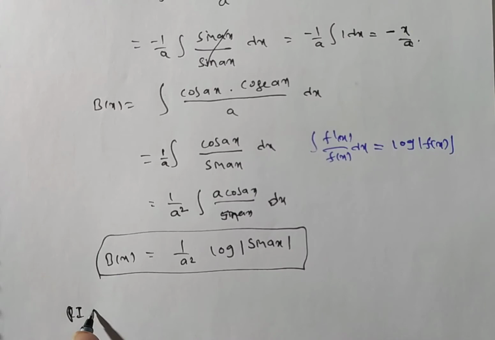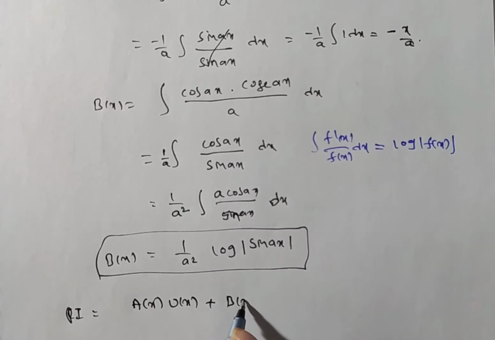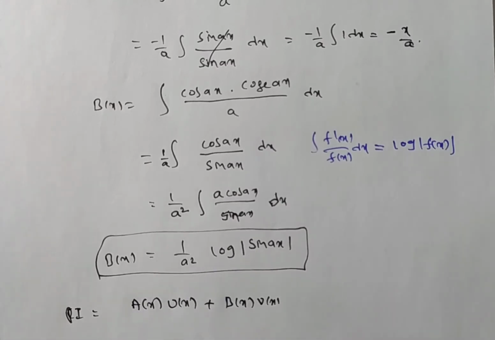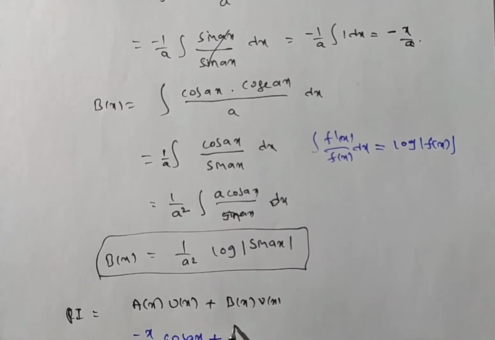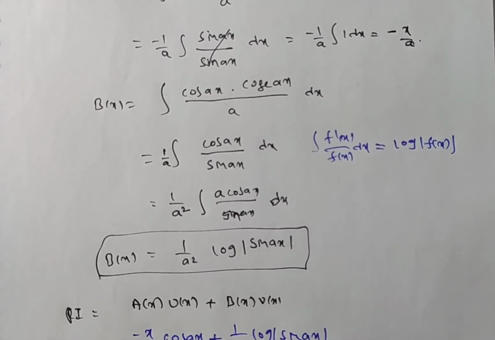PI is equal to A of x into u of x plus b of x into v of x. So what is the a of x I have? a of x is equal to minus x by a. So minus x by a into u of x, means cos ax, plus b, means 1 by a square into log of sin ax. So we have to write these two values, means a particular integral we have.